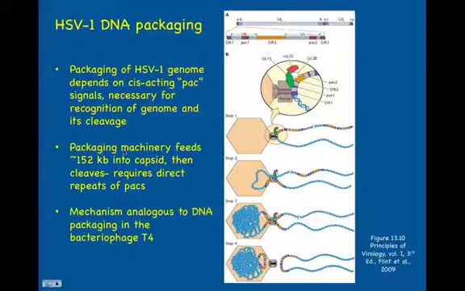The packaging machinery feeds in 152 kb into the capsid, and then it cleaves it, requiring direct repeats of PACs. So there's probably a couple of PAC signals right next to each other, which are fairly close. That's analogous to how T4 packs its DNA, which is a bacteriophage that's very famously studied. Step 1, the portal recognizes the PAC signals. Step 2, it starts pushing the DNA in. Step 3, it's all in. And then step 4, it cleaves based on having the multiple PAC signals.